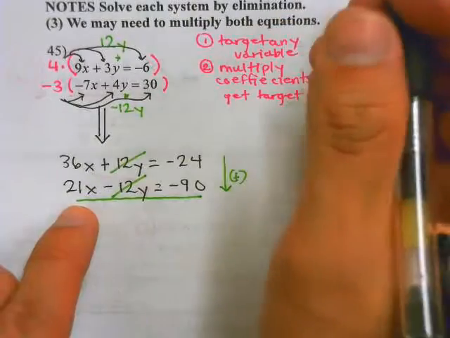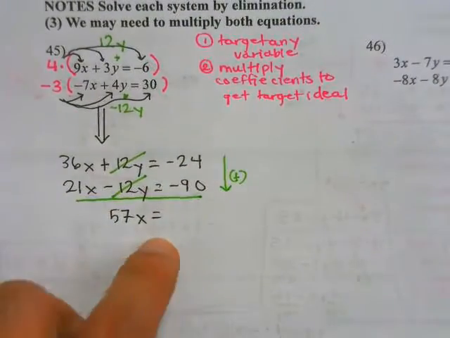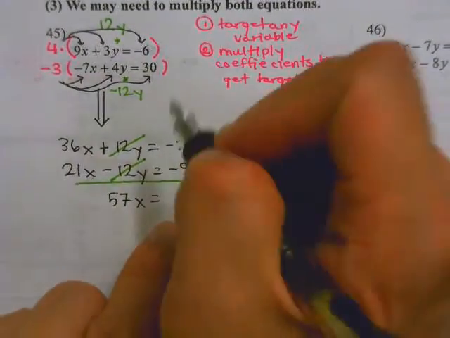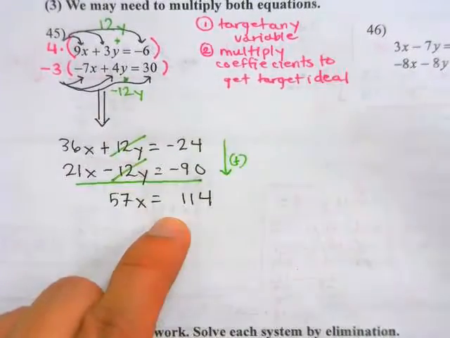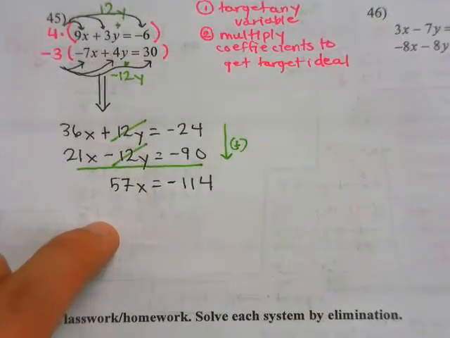57, right? Yeah, 57x. Okay. And then I need help with negative 24 plus negative 90. 114? Okay. Oh, negative, thank you. Negative 114.